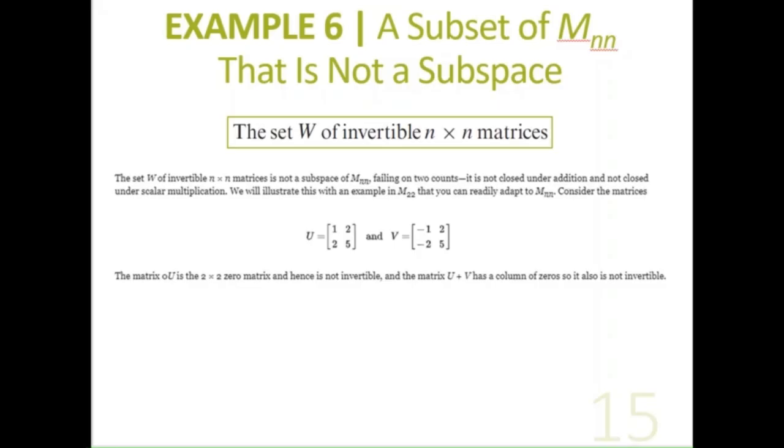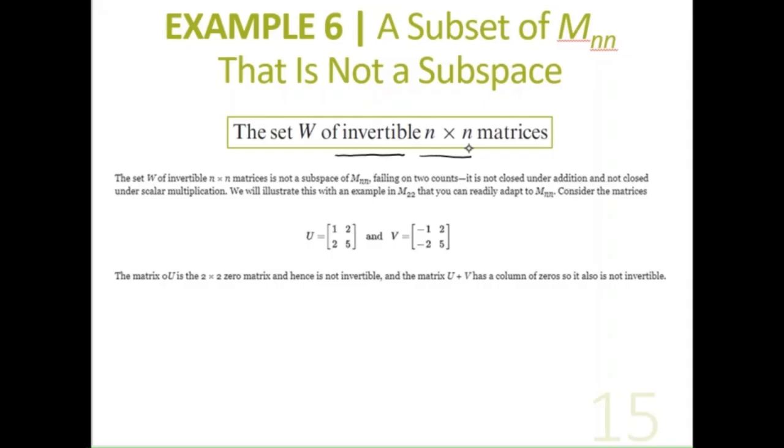So in this particular example, here we have the set W of invertible n by n matrices. And it's not a subspace of n by n matrices because it fails on 2 counts. It's not closed under addition, and it's not closed under scalar multiplication. I do want to bring to your attention that you're always wanting to look for the details. So this set W, what is it telling you about this set? It's telling you that it's talking about invertible matrices. It's also giving you the specification that it's n by n matrices, and we know those to be square matrices, right? So always be paying attention to the details.